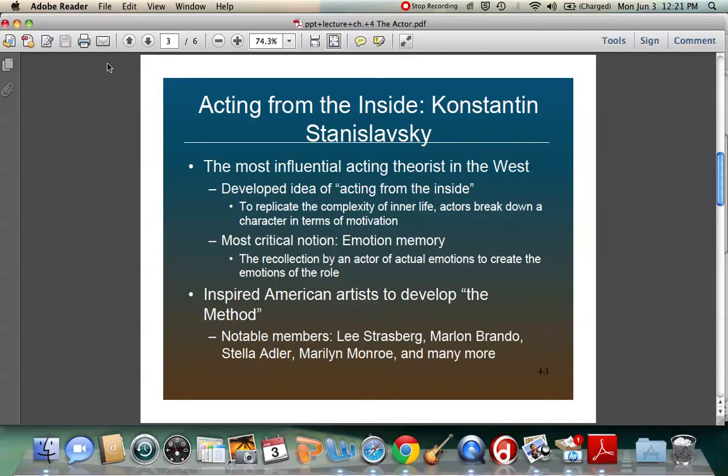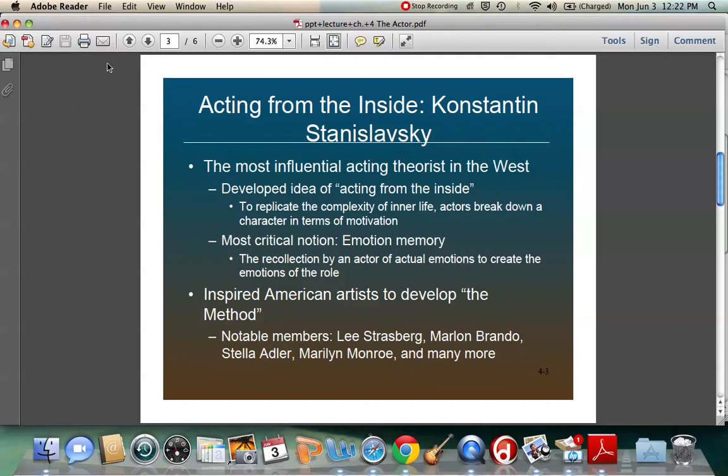So Stanislavski said, you know what, you really got to study the psychology of the person, a lot like Freud studies the psychology of normal people, and then you can get to the acting success. And this inspired Americans. So Stanislavski was Russian, but Americans were still trying to figure out how to do this, so they started learning from him.